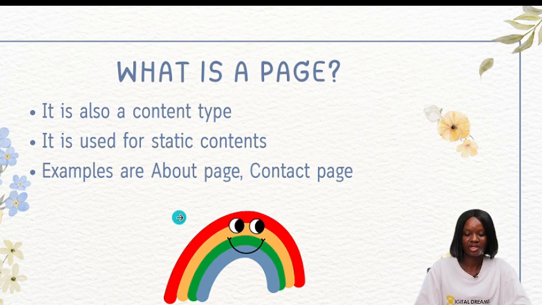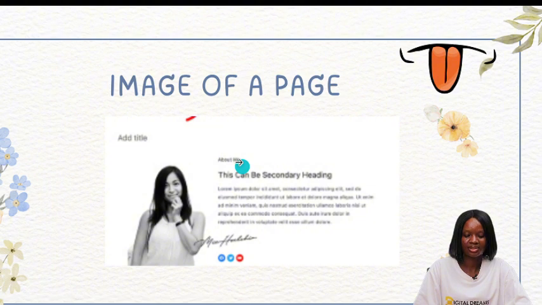And this is an image of a page. So there's a picture and the title of the page. Then this is now some text and some links here. So it doesn't have an author's name, it doesn't have a date, it doesn't have comments.